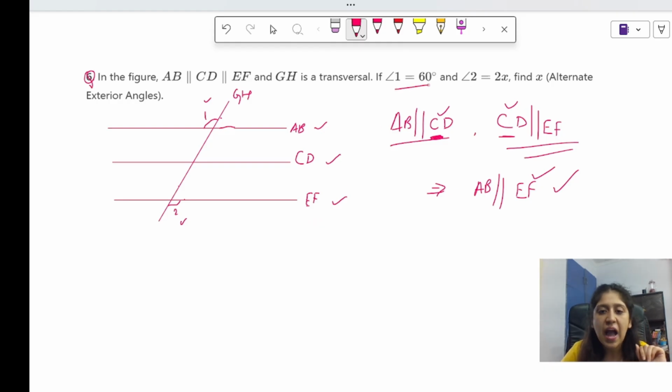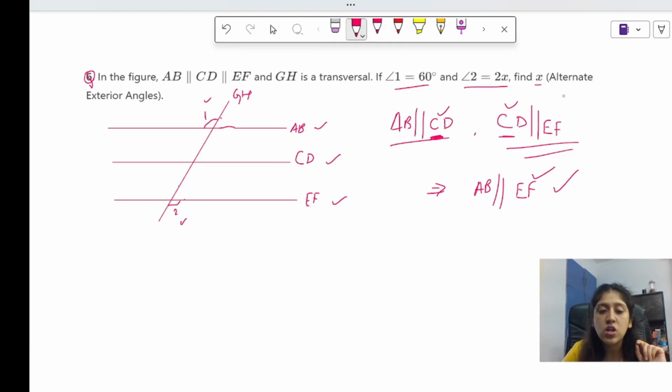Now we have been given angle 1 as 60 degrees, angle 2 as 2x. So we have to find x. How can we find it? First of all, angle 1 and angle 2, what are these? Angle 1 and angle 2 क्या है? Let's just find out. Angle 1 and angle 2, these are consecutive exterior.